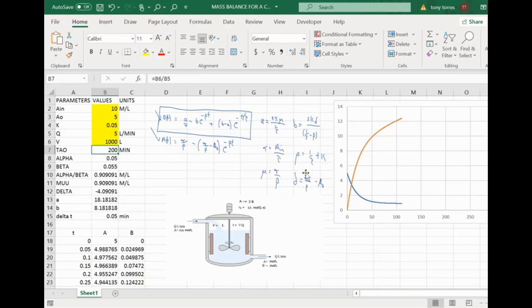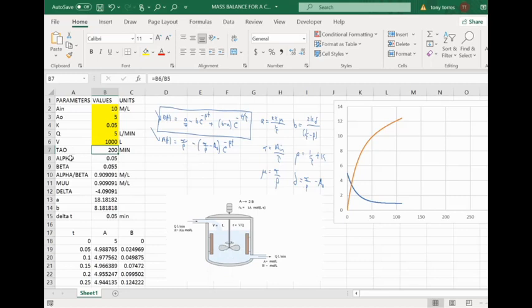Actually, that's the only one that I don't see. But tau, if you check what is B6, is B over Q, 200 minutes. The volume of the reactor is 1,000 and the flow is 5 liters per minute. That would take 200 minutes to change the content of this vessel at least by 1 factor. All right, so it takes 200 minutes.